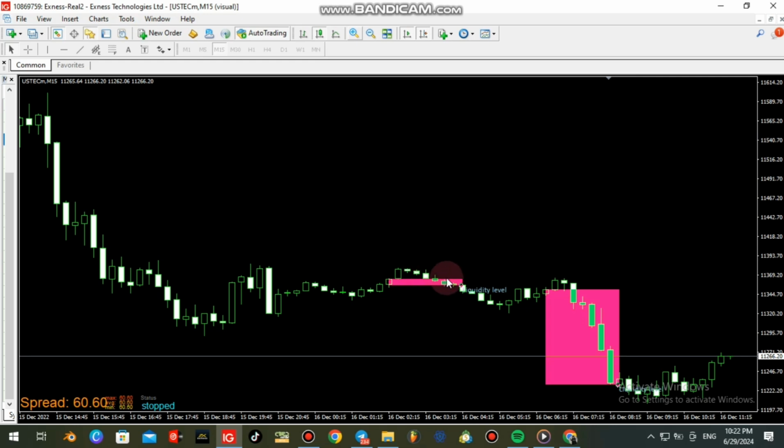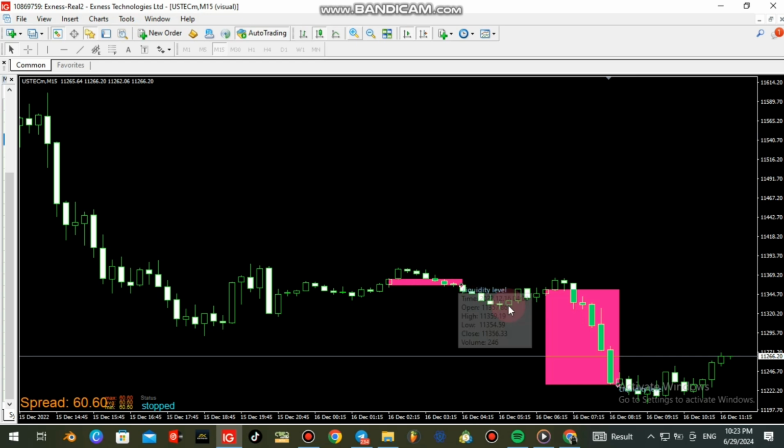This is actually our liquidity level. After the signal was given, the next candle, as you can see here, guys, this is the next candle. It opened below this liquidity area right here. So that is a signal for a sell.